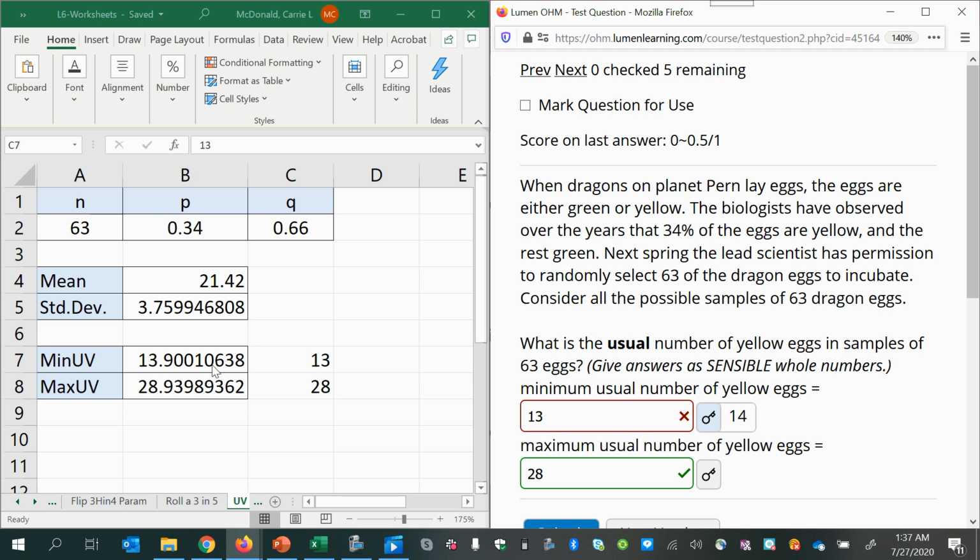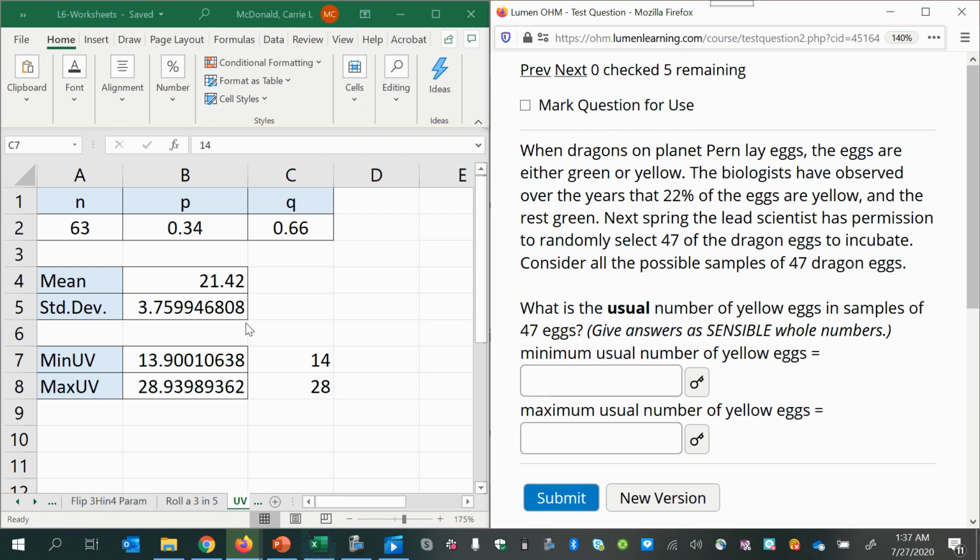Well, I could argue about that. If the minimum is 13.9, that would be usual. Yeah, that's right, I stand corrected, because 13 would be too low. We can't go below 13.9, so we have to stay at 14 dragon eggs.